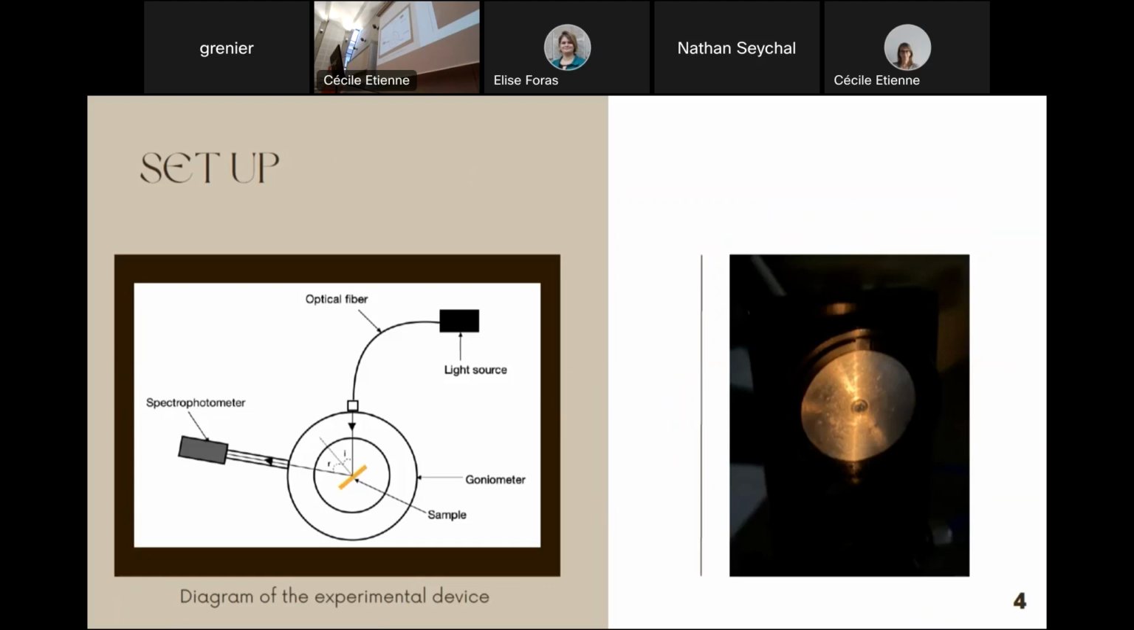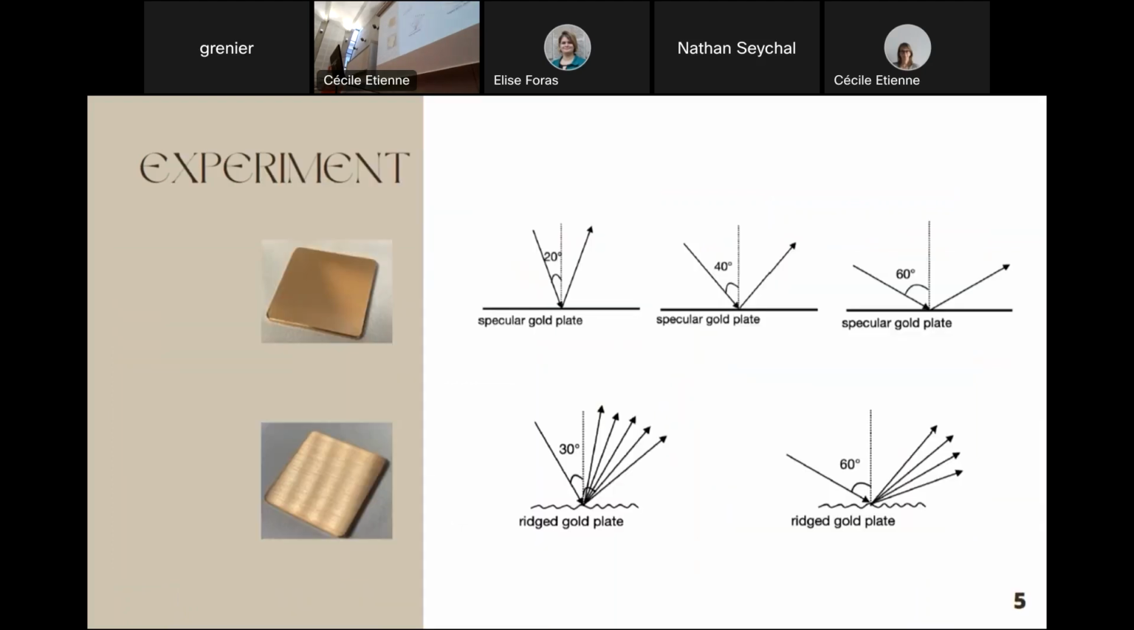So each sample gave a different profile of reflected light. For example, the specular samples gave a point spot of reflected light, whereas the ridged ones gave a spread stain of reflected light.